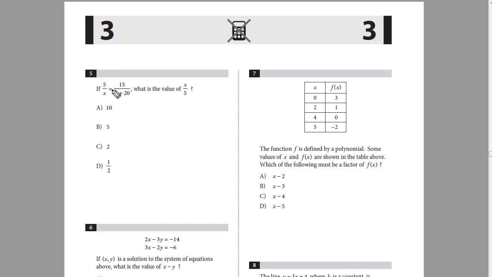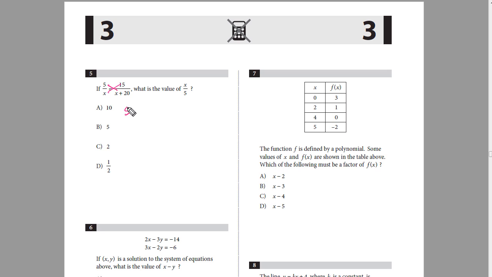Question number 5. If 5 over x is equal to 15 over x plus 20, what is the value of x over 5? To keep things simple, we will find x first and then divide the answer by 5, so we will get x over 5. In order to find the value of x, we will do the cross multiplication.